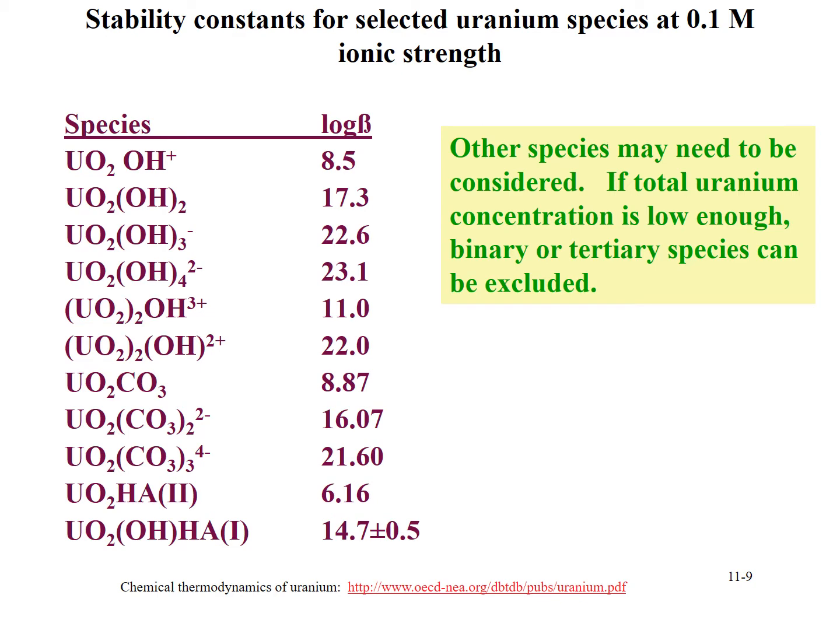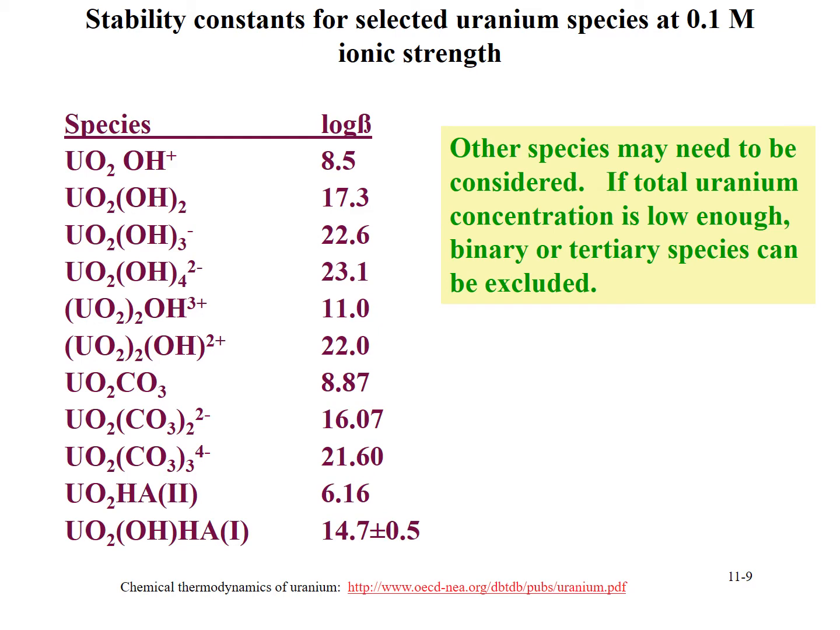Lucky for us, there are extensive databases available that can provide complexation constants for a number of species. Here are listed some of the relevant complexation constants for the uranium species that we've discussed. So here are the hydroxides, here are the carbonates, here are the humic acids. A lot of this data for uranium is available from the Chemical Thermodynamics of Uranium. The link is listed here. The link is also on the web page.